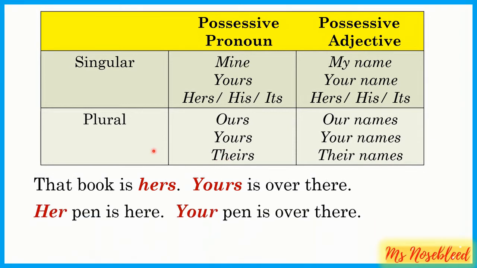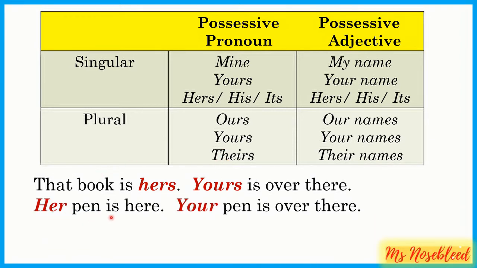Now let's look at the second example. Her pen is here. Your pen is over there. So as you can see, it needs a noun. Okay? Her pen. Your pen. So it's always followed by a noun.